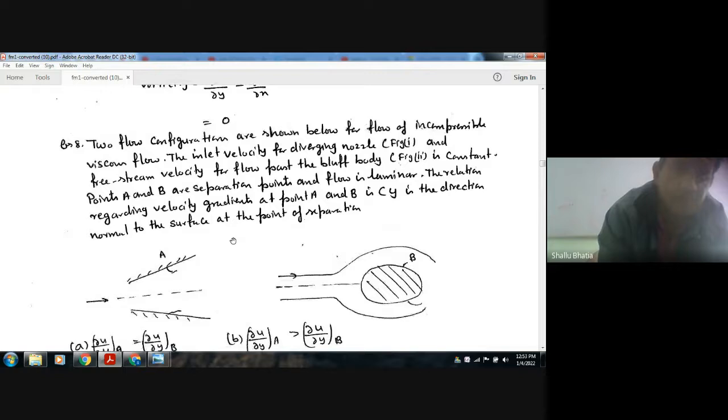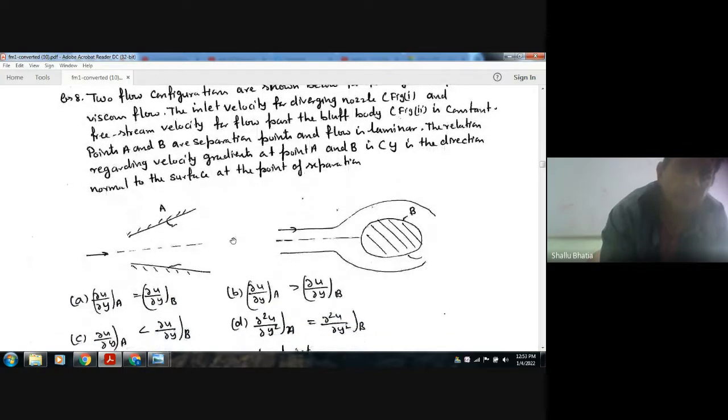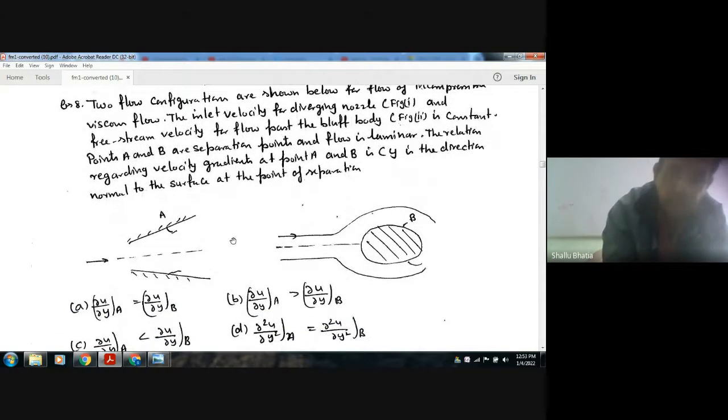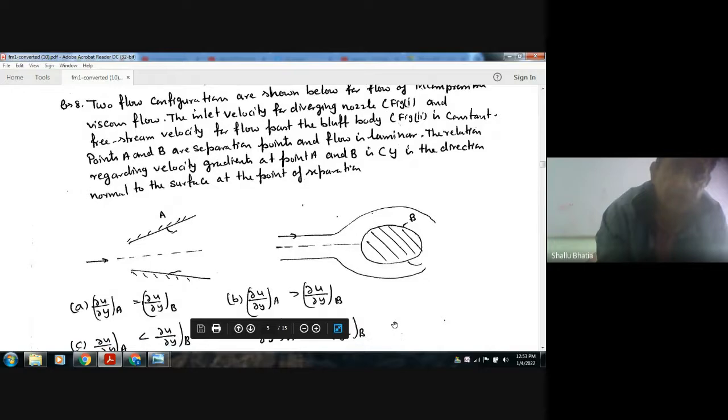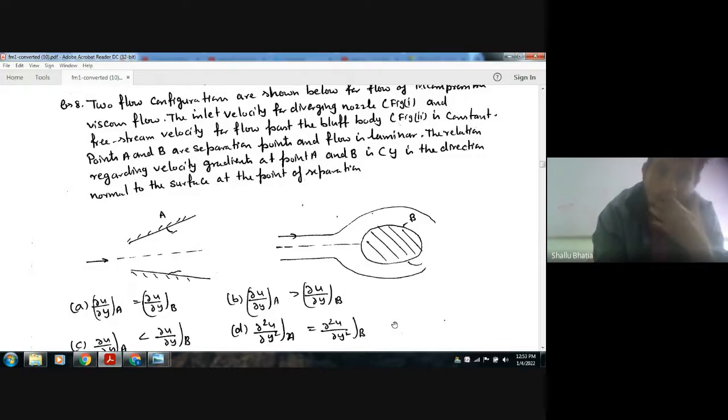Next, two flow configurations are shown below for flow of incompressible viscous flow. The inlet velocity for the diverging nozzle, figure 1, and the free stream velocity for the flow past the bluff body, figure 2, are constant.